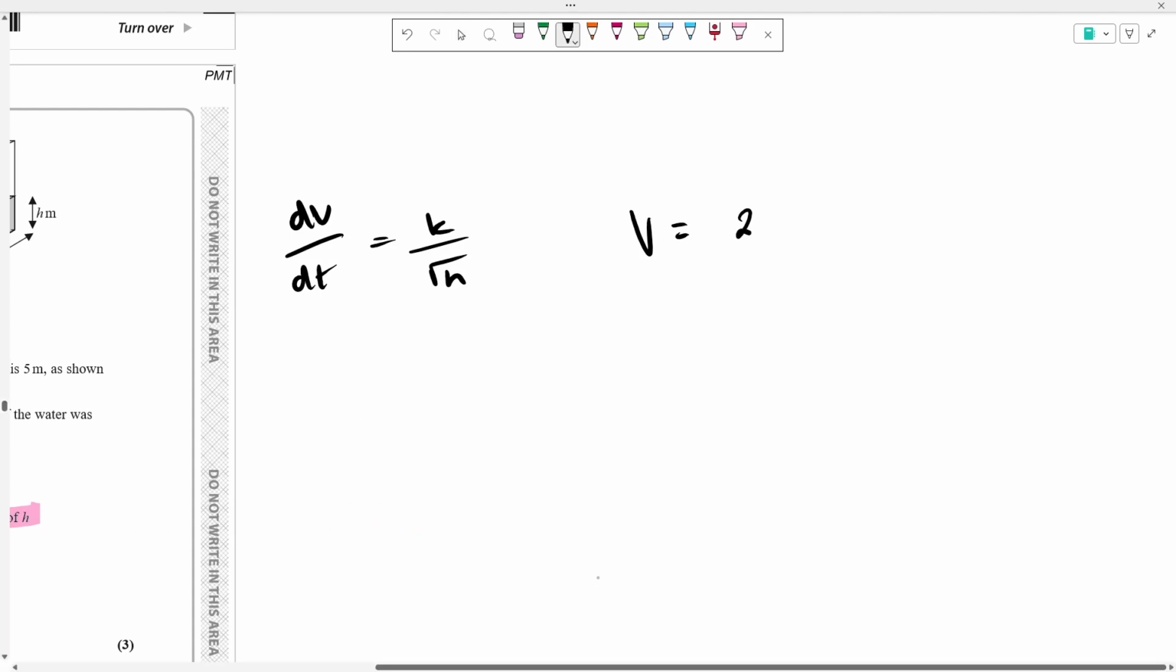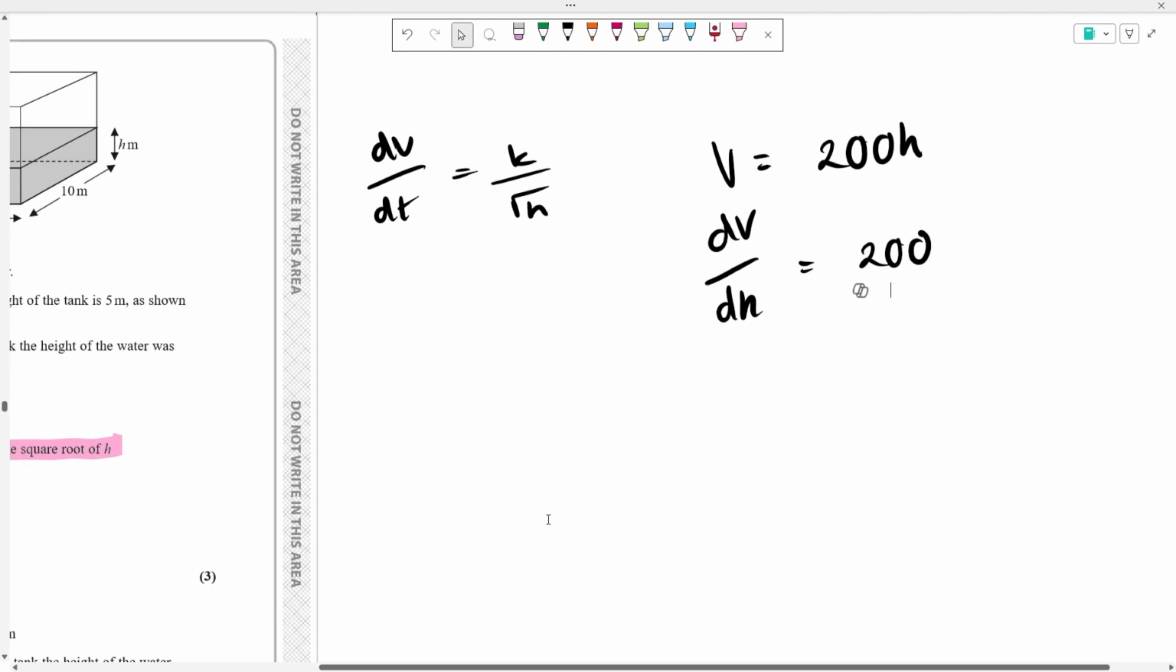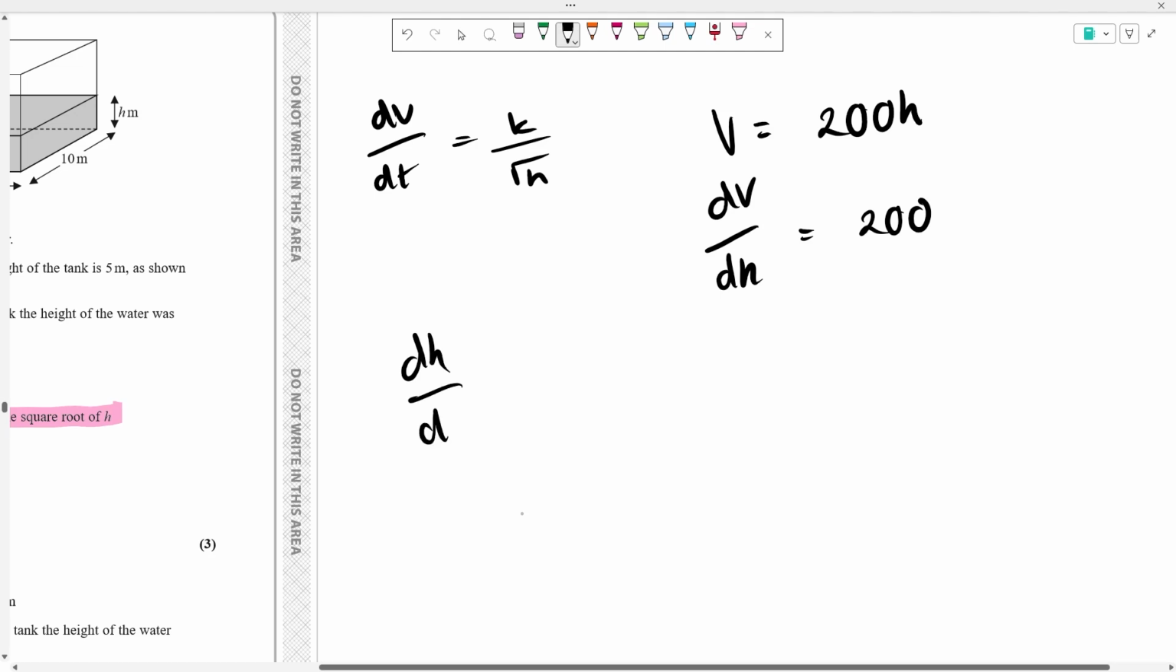Okay, so that's going to be 200h in this case. From this I'm going to work out dV/dh, and that just gives me 200. The question's asking us to work out dh/dt. If we make some equations using what we have, that's going to be dh over something times something over dt, right?